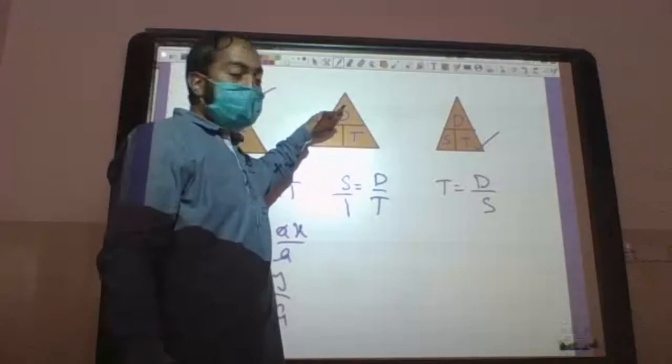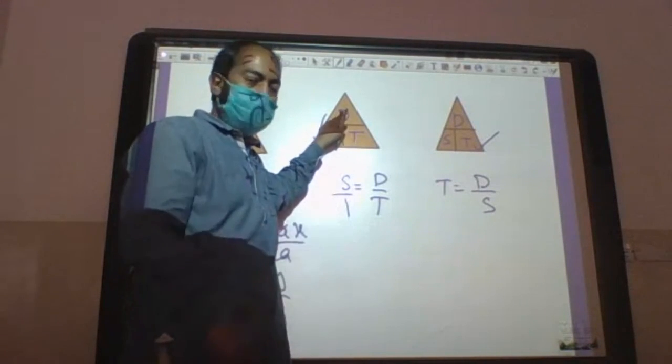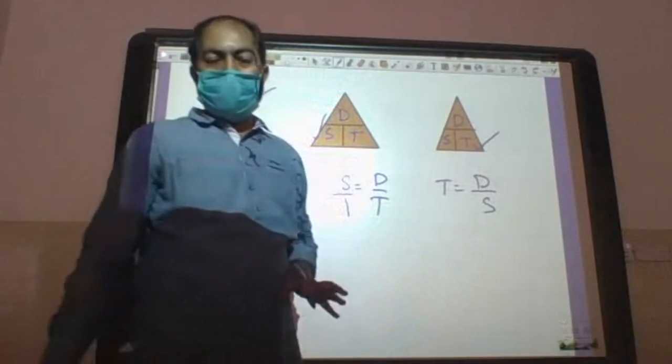Speed is total distance over time. In physics you use this very frequently. And time is distance over speed. Is it clear now?